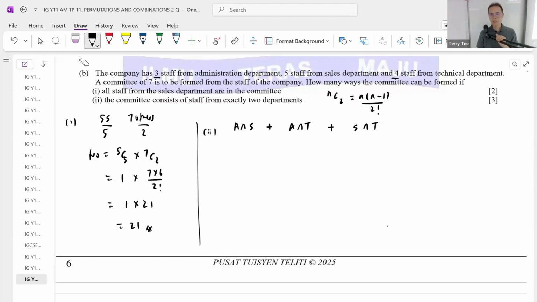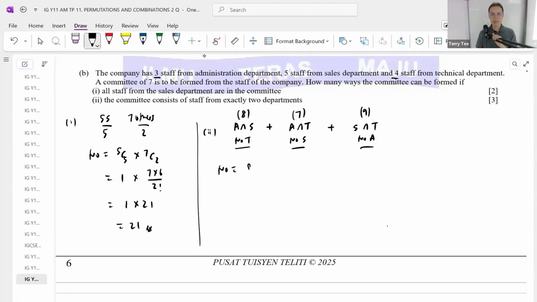So let's take admin and sales combined. How many people from admin? 3. Sales, you have 5, total 8, right? Admin and technical, 3 plus 4, 7. Then sales and technical, sales has 5, technical you have 4. 5 plus 4, 9. And remember, you're choosing how many people? You're choosing 7. So basically, for the first one you have no technical, second one no sales, third one no admin. So 3 different cases to consider.